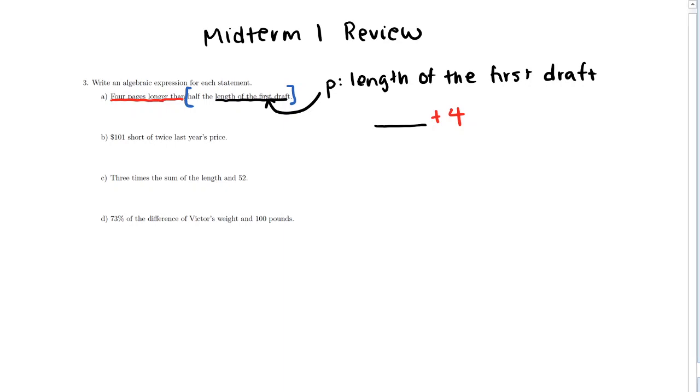So half the length, or half of anything, is telling us to multiply that quantity by 1/2. What are we taking half of? We're taking half of the length of the first draft. That's what we're representing with our variable P. So 1/2 P is half the length of the first draft. 4 pages longer than that is adding 4 onto that 1/2 P. And so our expression is 1/2 P plus 4.